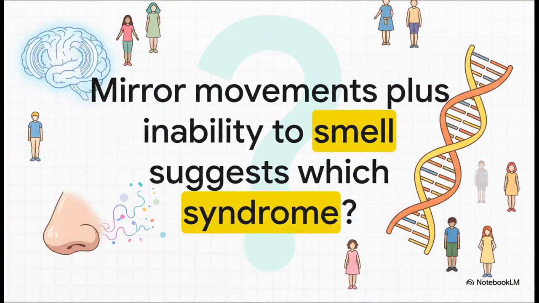Now here's a classic for your board exams. An adult with mirror movements plus anosmia, the complete inability to smell. That specific combination should make a light bulb go off in your head for one diagnosis, Kallmann syndrome. It's a genetic disorder where certain neurons just don't migrate to the right place during development, including the ones for smell and the ones that control hormones.